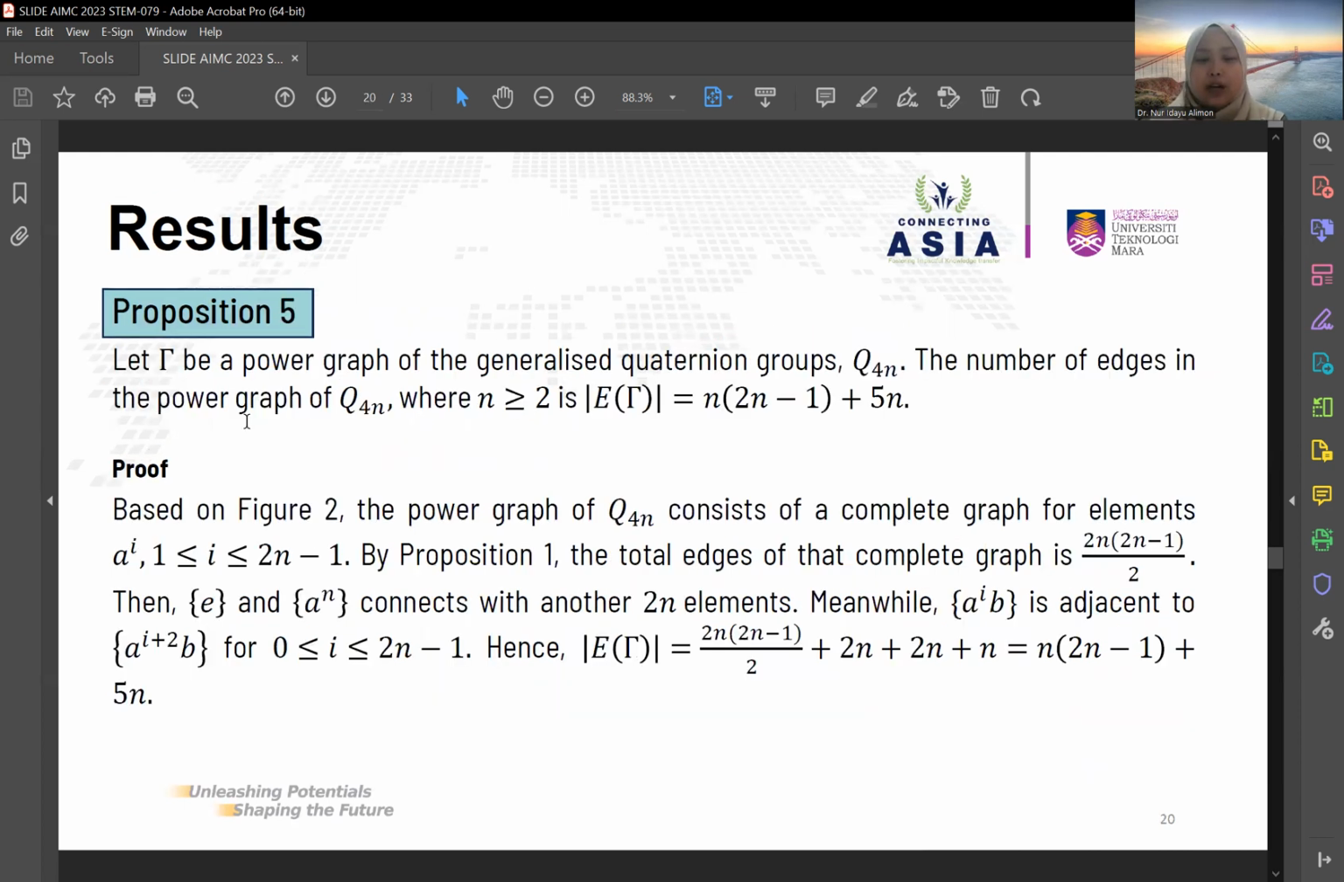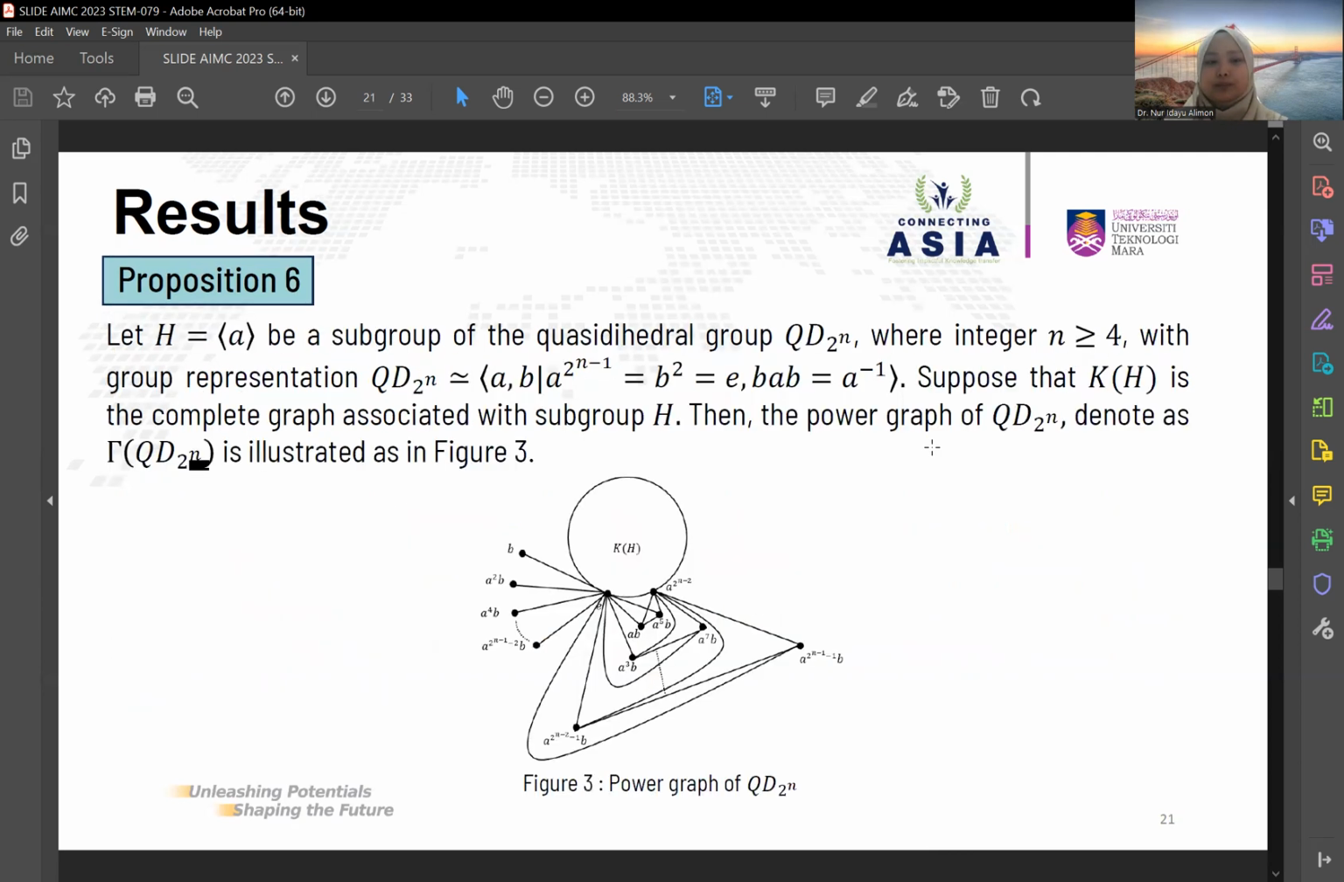Okay, for proposition 5, we determine the number of edges is equal to n times (2n minus 1) plus 5n. So we just substitute the n value here. So let's say we have Q4 times 2, Q8. So n is equal to 2. So just substitute 2 here. Just straightforward, we'll get the number of edges. So no need to construct the graph.